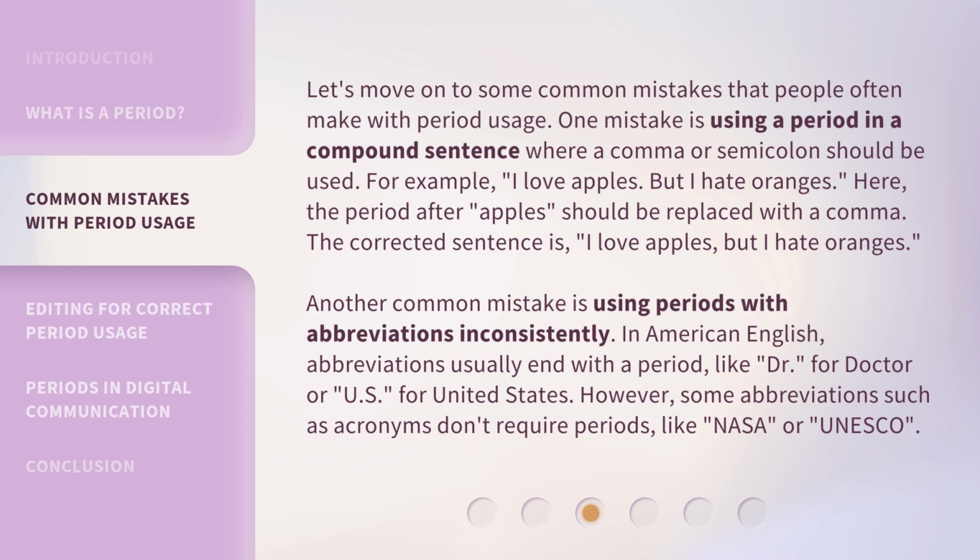Another common mistake is using periods with abbreviations inconsistently. In American English, abbreviations usually end with a period, like Dr. for doctor or U.S. for United States. However, some abbreviations such as acronyms don't require periods, like NASA or UNESCO.